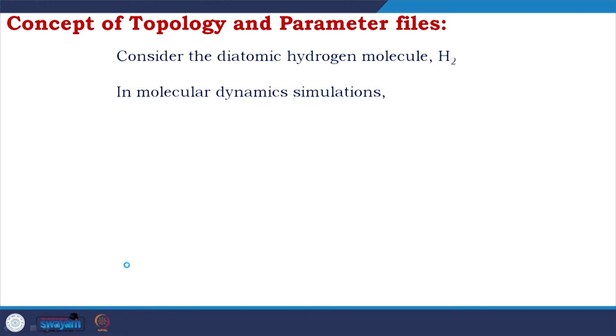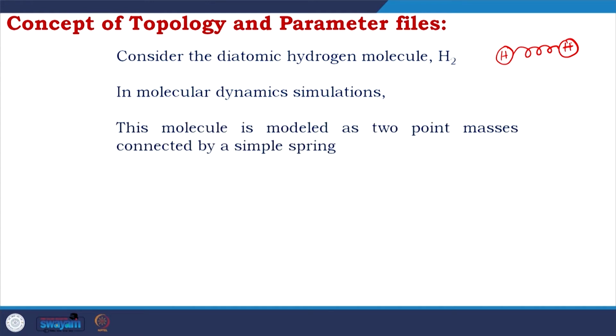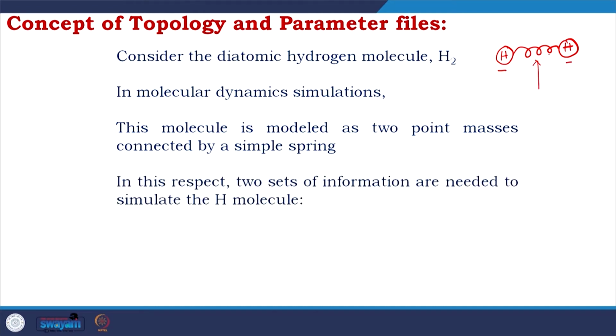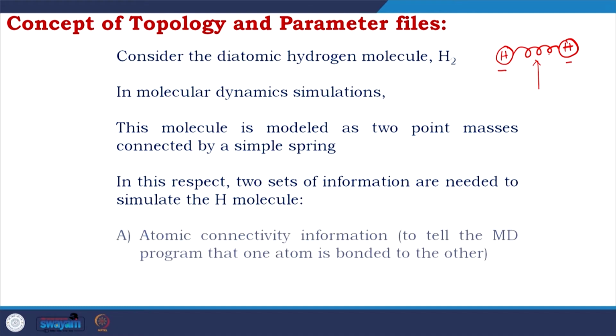To do that, as we have already told, you consider a hydrogen diatomic molecule. In molecular dynamics simulation, this molecule is modeled as 2-point masses connected by a simple spring. In this respect, two sets of information are needed to simulate the hydrogen molecule. What are they? One, atomic connectivity information.